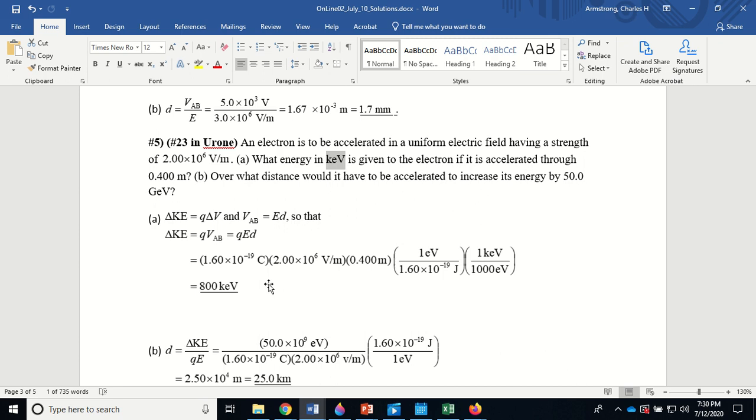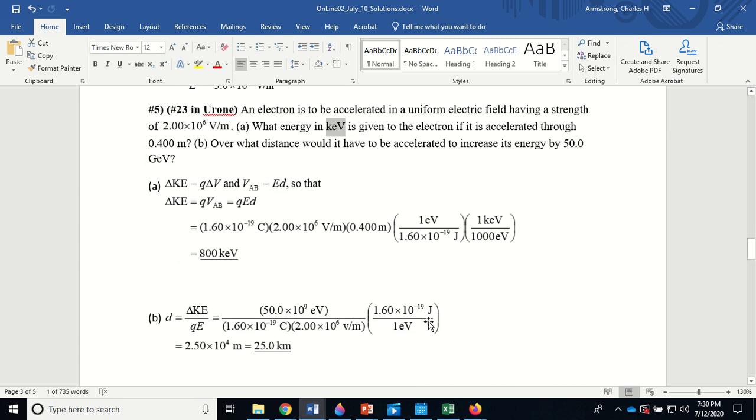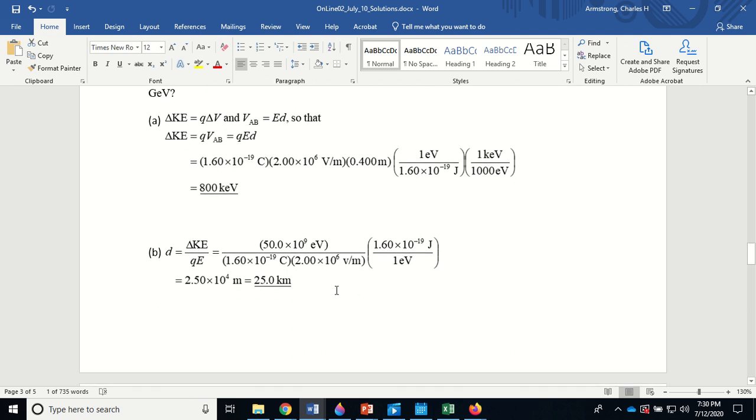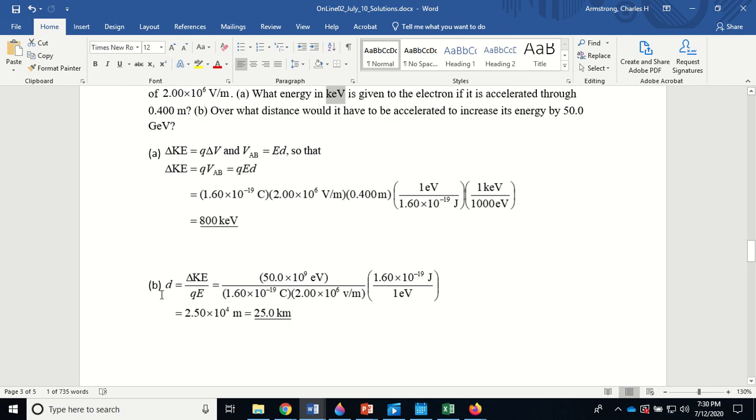Okay, what does B ask for? Over what distance would it have to be accelerated to increase its energy by 50 giga electron volts? So the distance is equal to the change in kinetic energy over QE. In this case, 50 times 10 to the 9th electron volts. The charge is 1.6 times 10 to the minus 19 coulombs. It's still talking electrons here. And the electric field is still 2 times 10 to the 6 volts per meter.